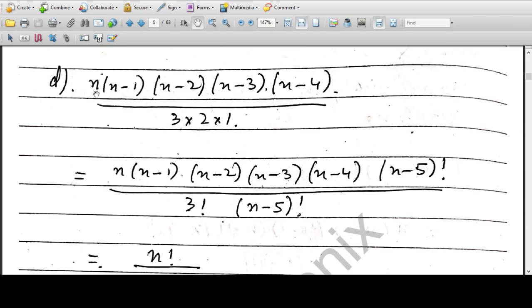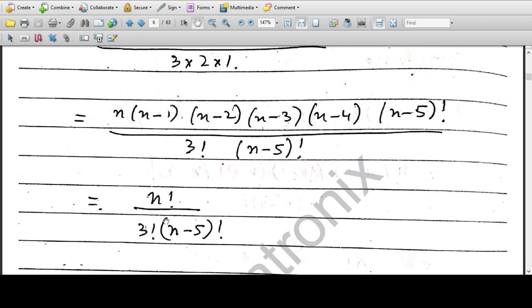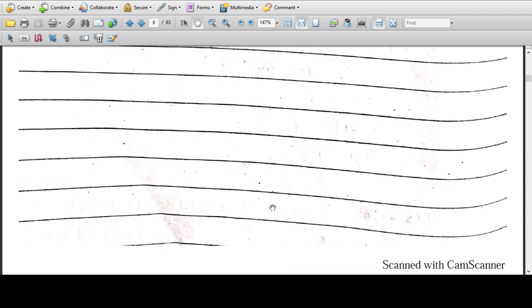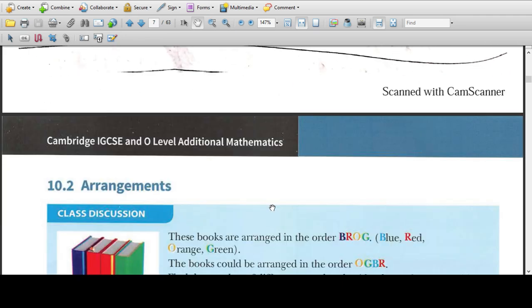In part D: n, n minus 1, n minus 2, n minus 3, n minus 4, and this is 1, 2, 3. Here we can write n minus 5 factorial in the numerator, and in the denominator n minus 5 factorial. So the numerator becomes n factorial. In the denominator we have 3 factorial, n minus 5 factorial. So this is all from question 3 of exercise 10.1.